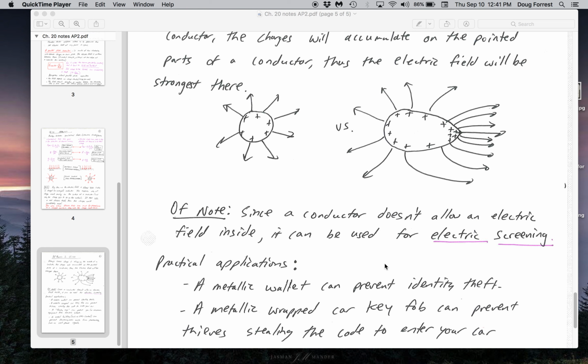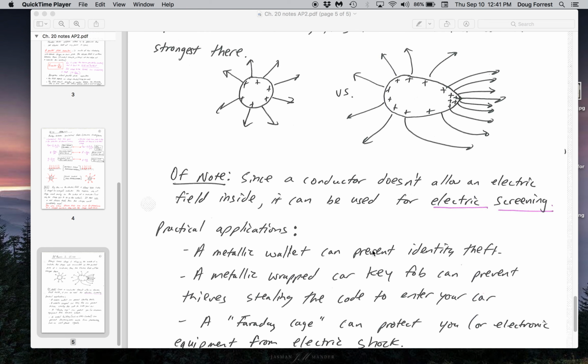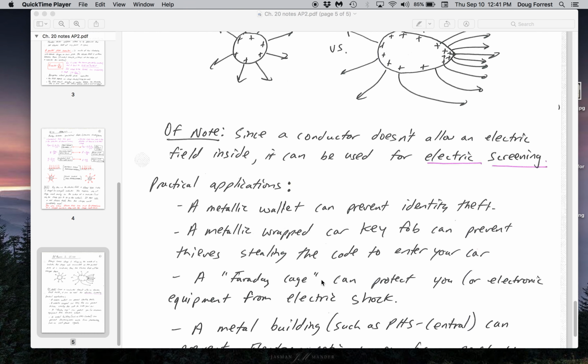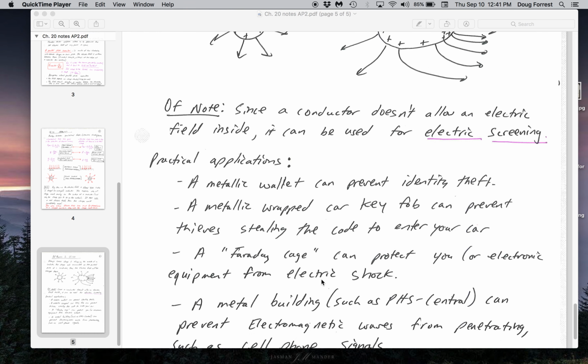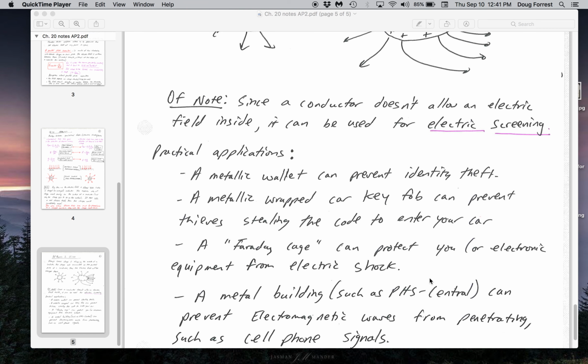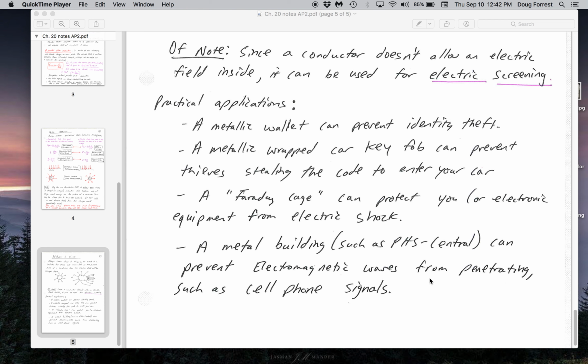There is an effect called electric screening or electric shielding inside conductors, since you can't have an electric field. It means that if you have credit cards inside your wallet and your wallet has a little bit of a metal covering, and it can be mesh as well as a solid, that can prevent identity theft, because otherwise people can actually scan your credit cards from a distance, which is not good. You could have a metallic wrap key fob to prevent thieves from stealing the code when you press the lock or unlock button. A Faraday cage can be used to protect you or electronic equipment from electric shock. And a metal building can prevent electromagnetic waves from entering. And that means you would get very poor cell phone coverage inside there.